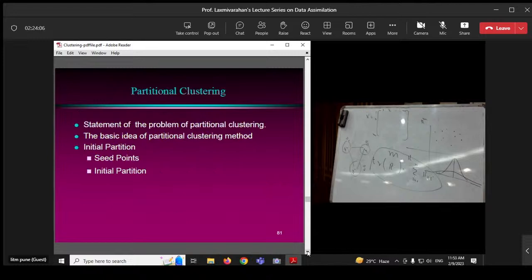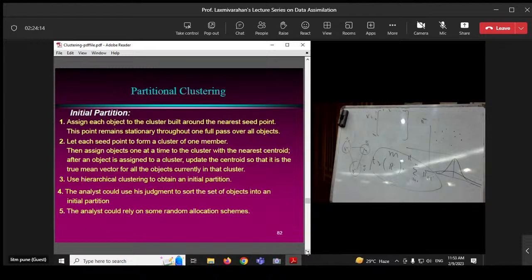So now then the initial partition. You see, I'm done with the seed points. Now I'm going to talk about the initial partition. Assign each object to the cluster built around the nearest seed point. This point remains stationary throughout one full pass over all objects. In other words, I have cluster centers which are fixed. An object comes in. You throw him into the cluster he is nearest to.